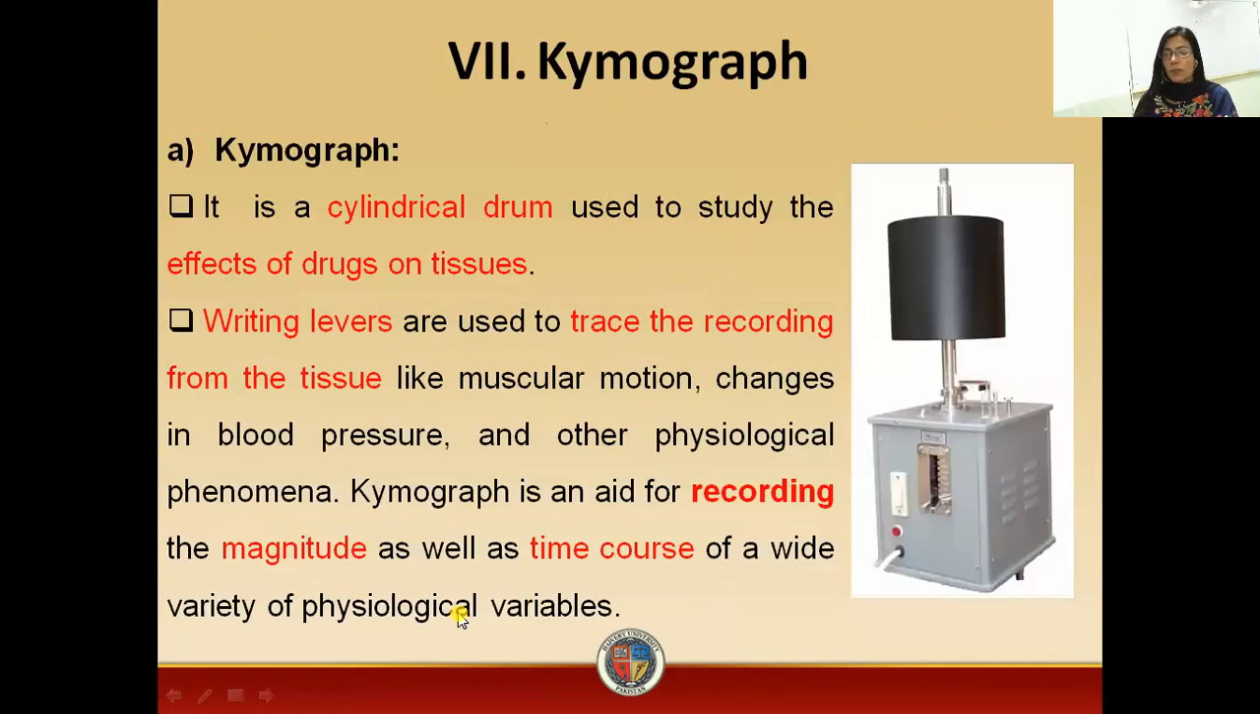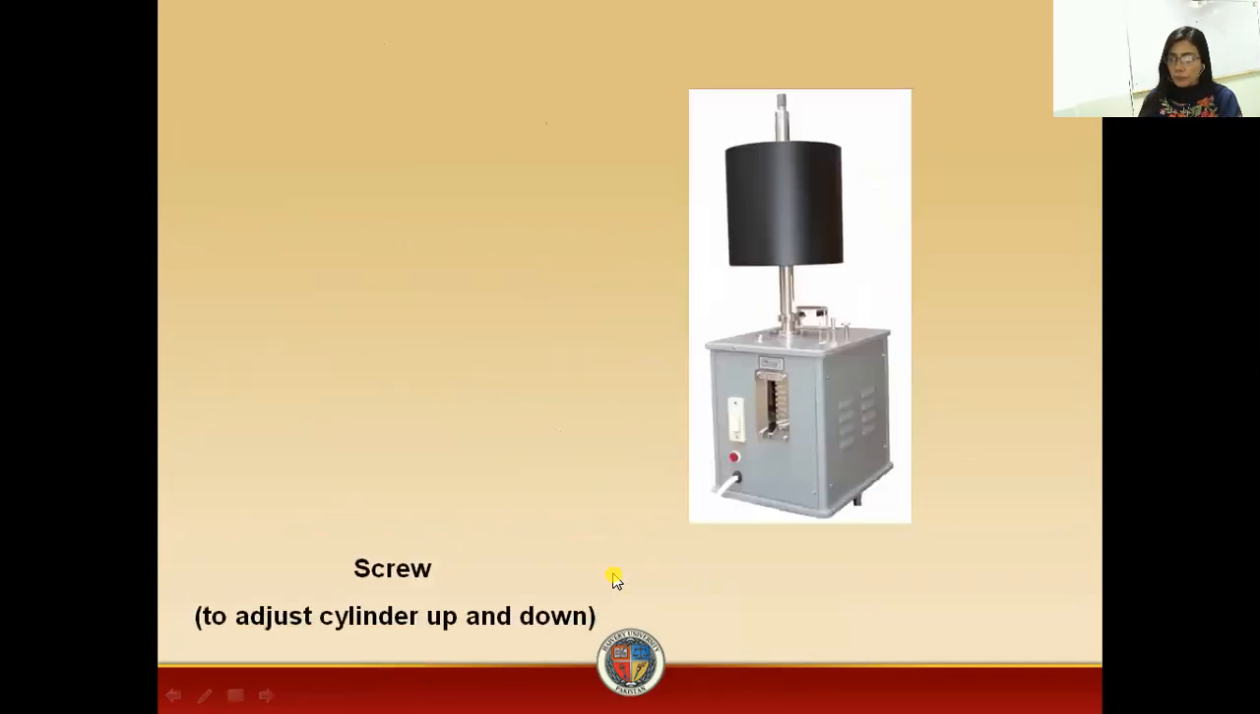Now, kymograph. Kymograph is a cylindrical drum. This is an apparatus which is extensively used in pharmacology during experiments. It also contains a writing lever which is used to trace the recordings from the tissues. And these recordings are basically used to record the magnitude and time course of the drug.